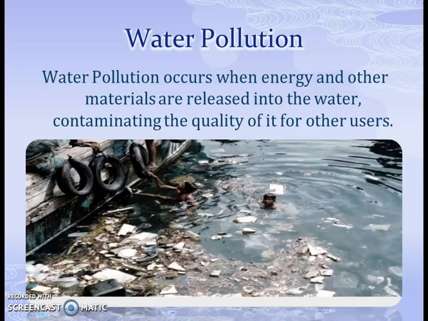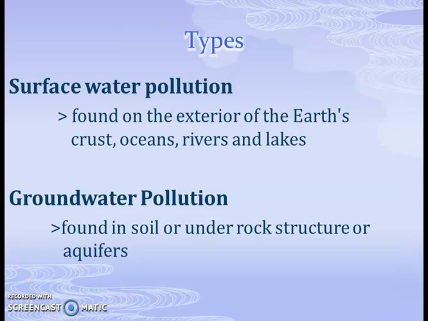Now, water pollution is basically of two types. One type is surface water pollution, and the second type is groundwater pollution. Surface water pollution is found on the exterior of the Earth's crust, in oceans, rivers, and lakes, while groundwater pollution is found in the soil or under rock structures or aquifers. Aquifers mean the storage of water underground, because the word aqua comes from water, it means water.